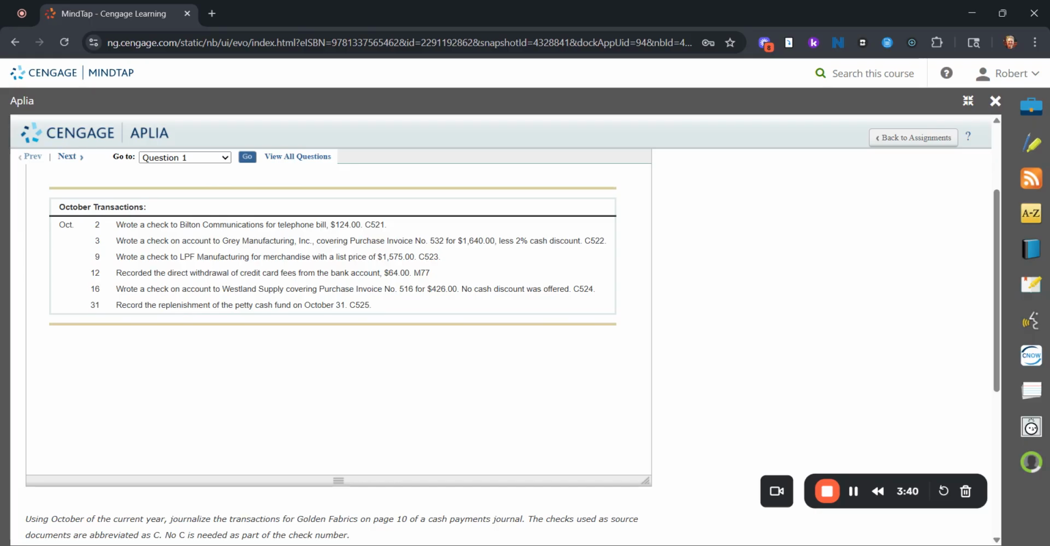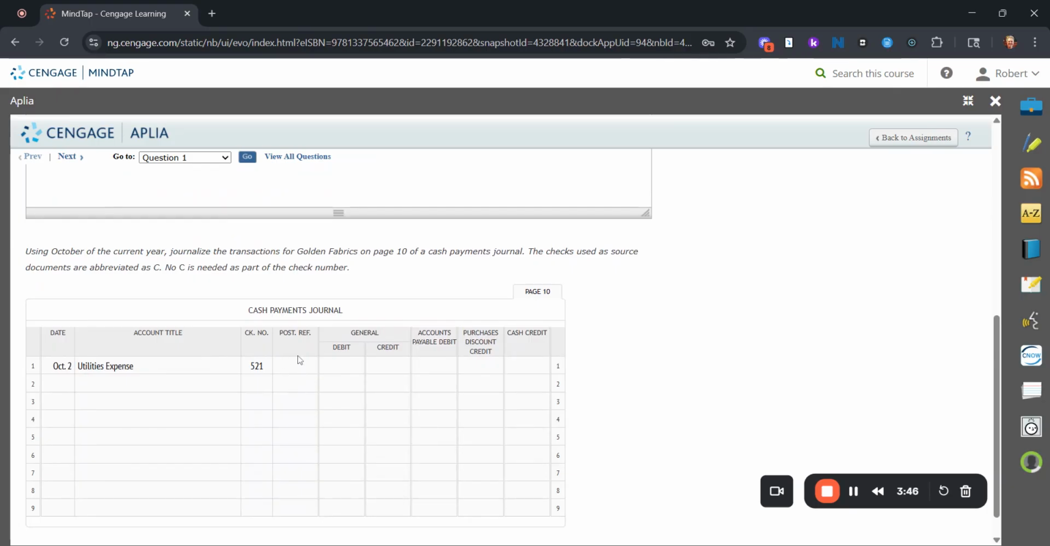And then the amount was $124. So for the general account, for utilities expense, that's going to be a debit of $124, because remember, it falls underneath that umbrella of owner's equity. It decreases owner's equity for an expense, so the decrease is on the debit. And then we wrote a check from the checking account, which is the same as cash. So our last column here at the end, cash credit.